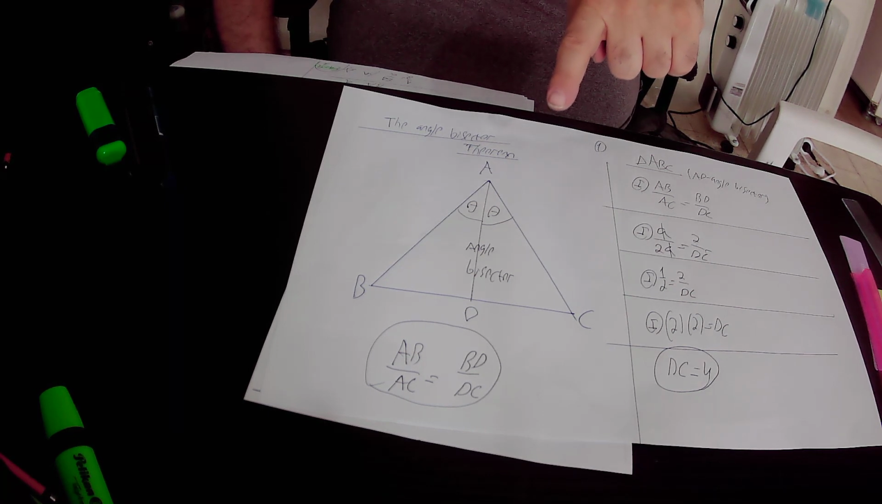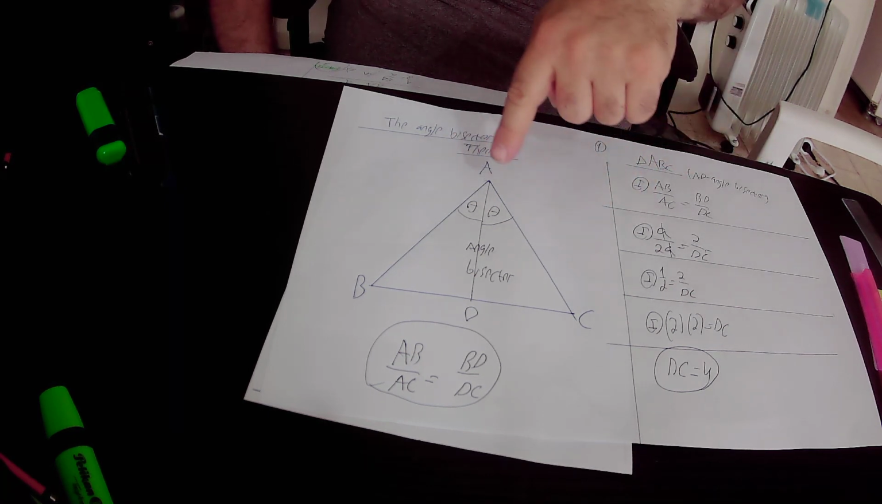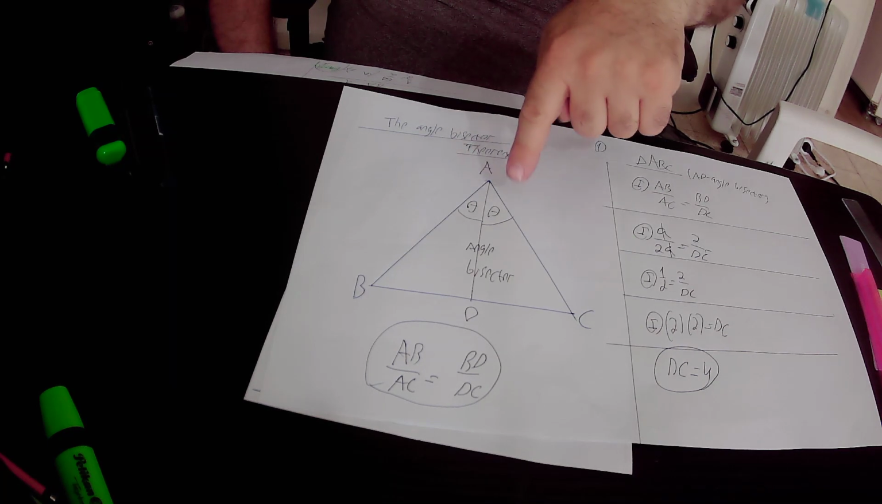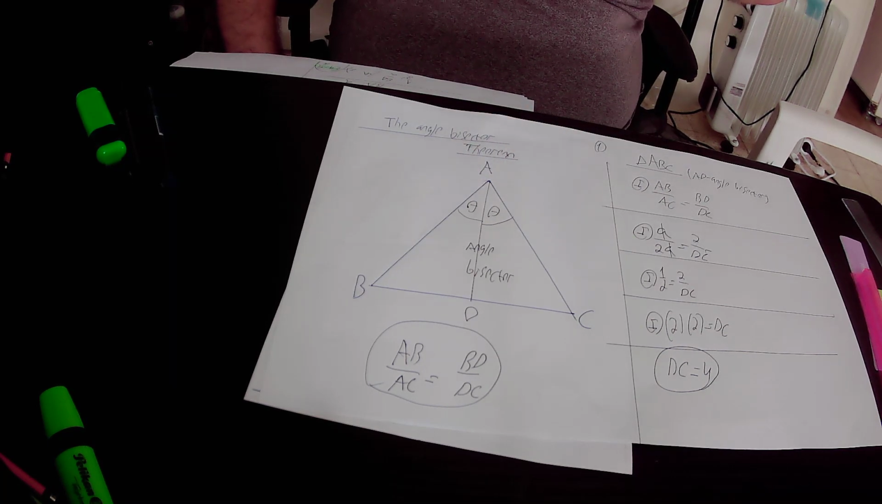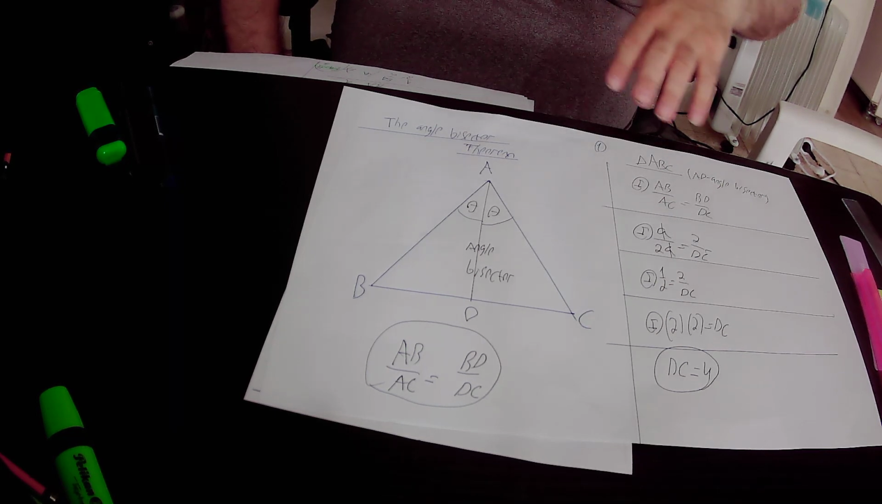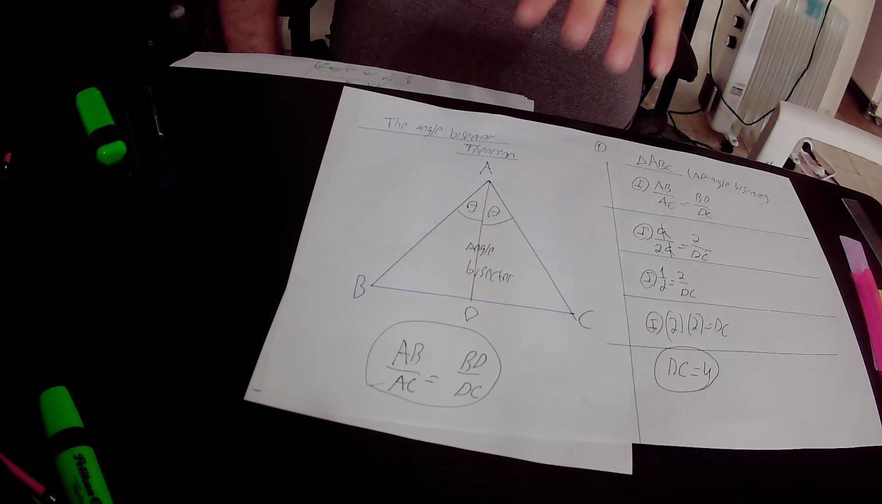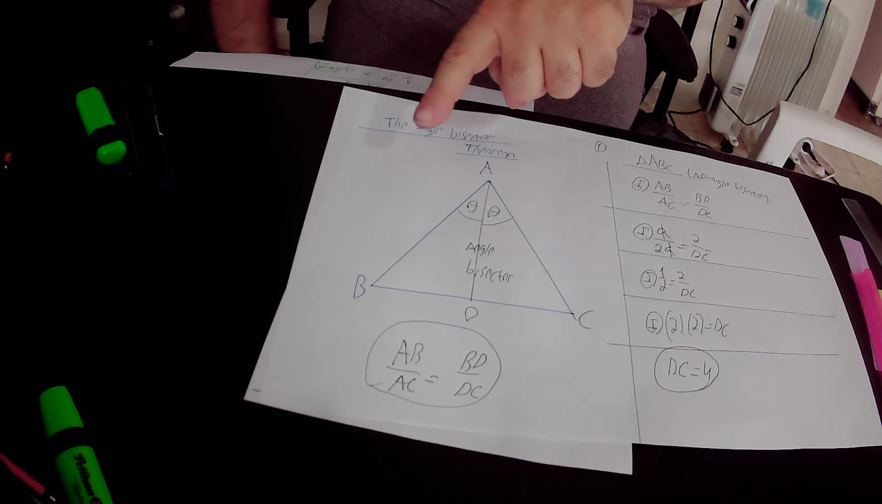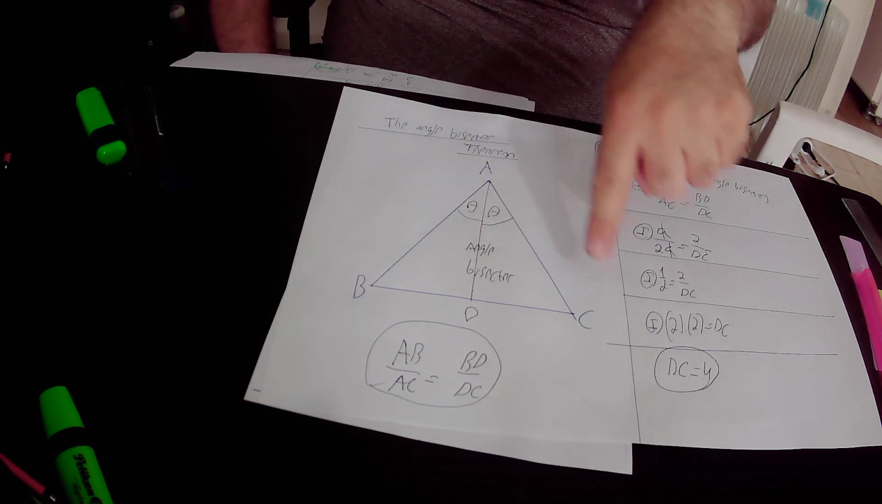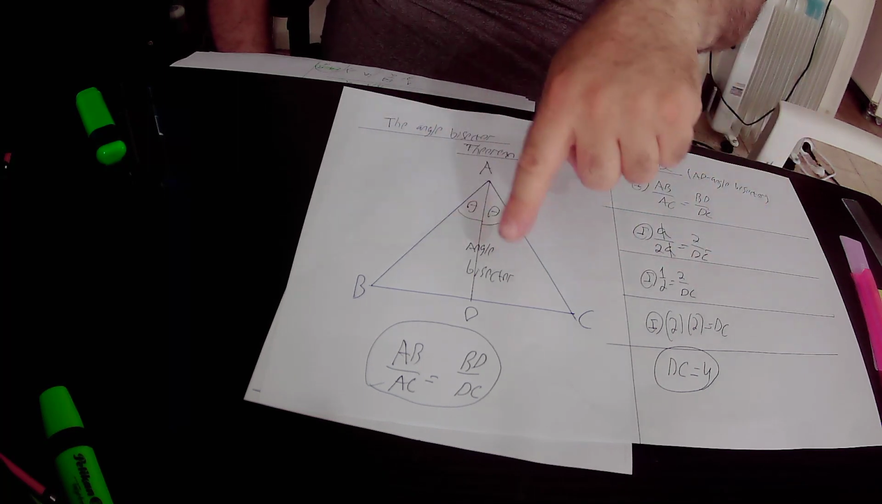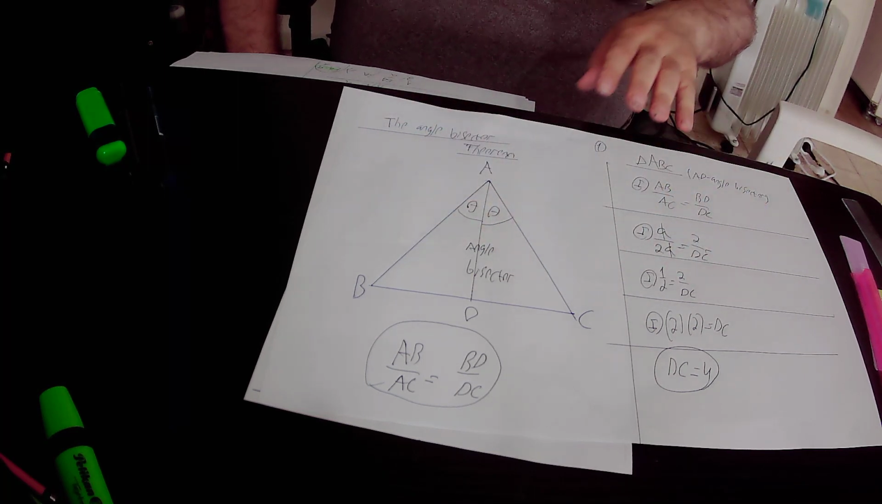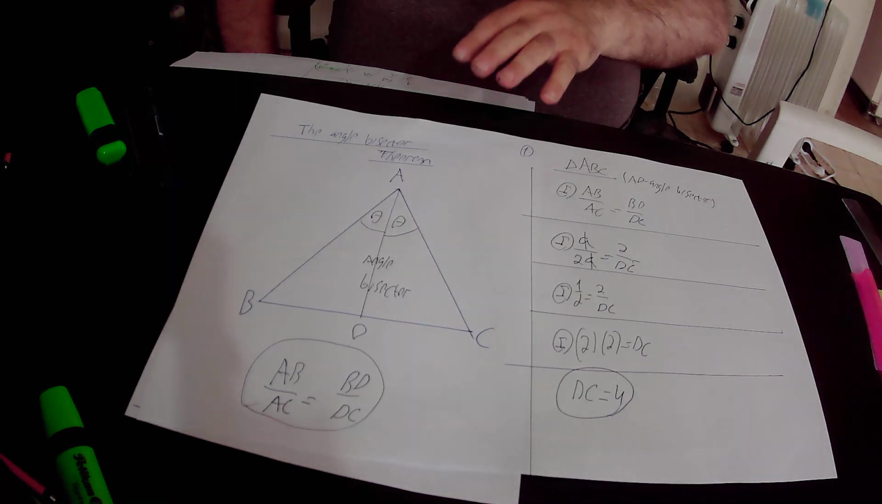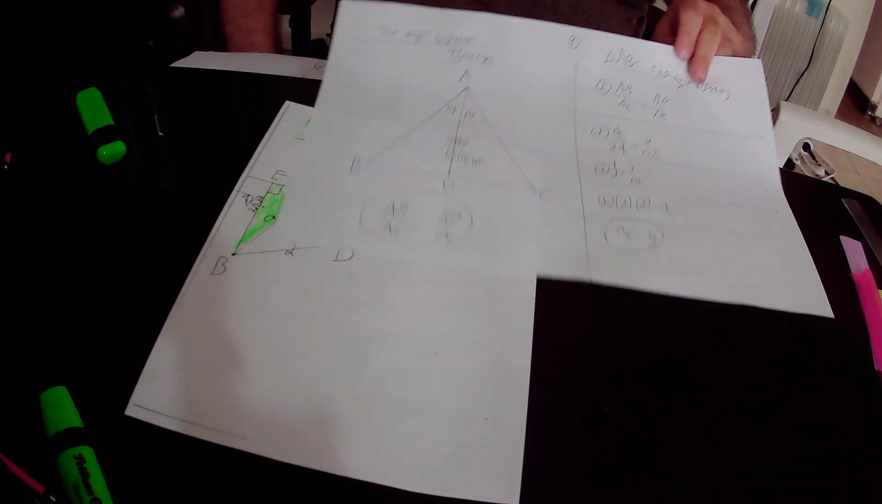Because it divides angle BAC into 2 halves, each half equals theta. So if you have triangle ABC, which could be any triangle, with the angle bisector in triangle ABC, then the following equation is true: AB over AC equals BD over DC. We implemented the angle bisector theorem in triangle ABC.